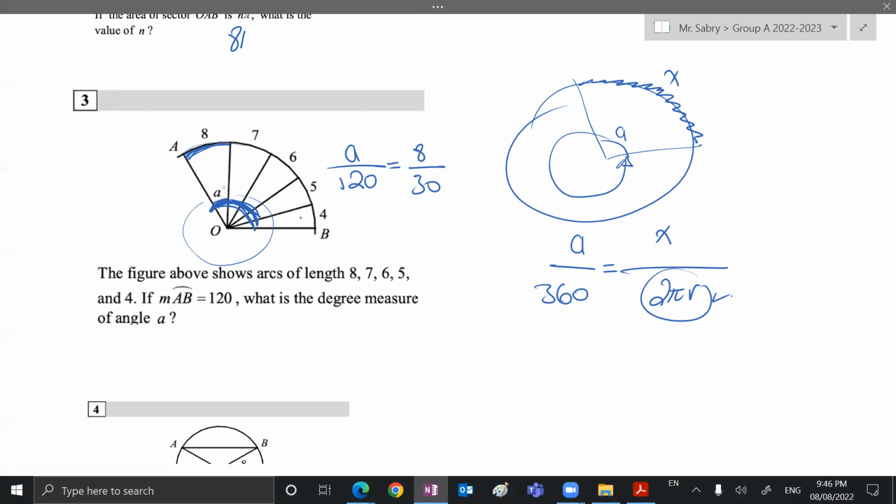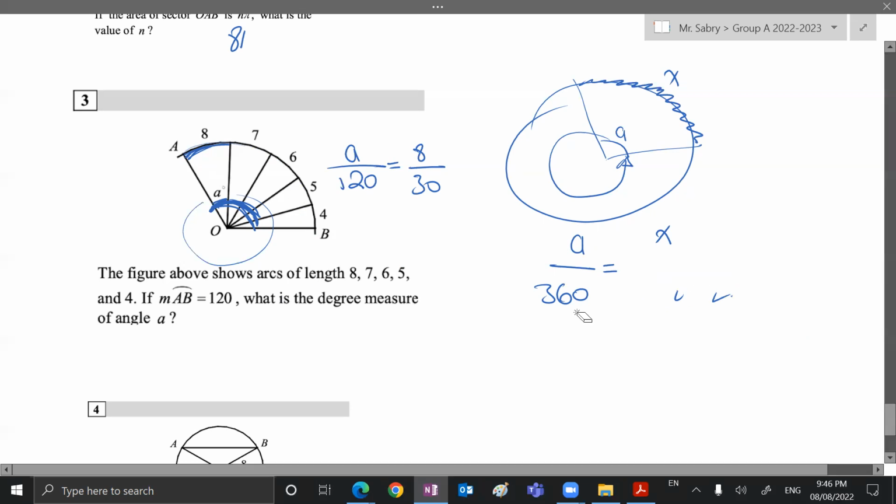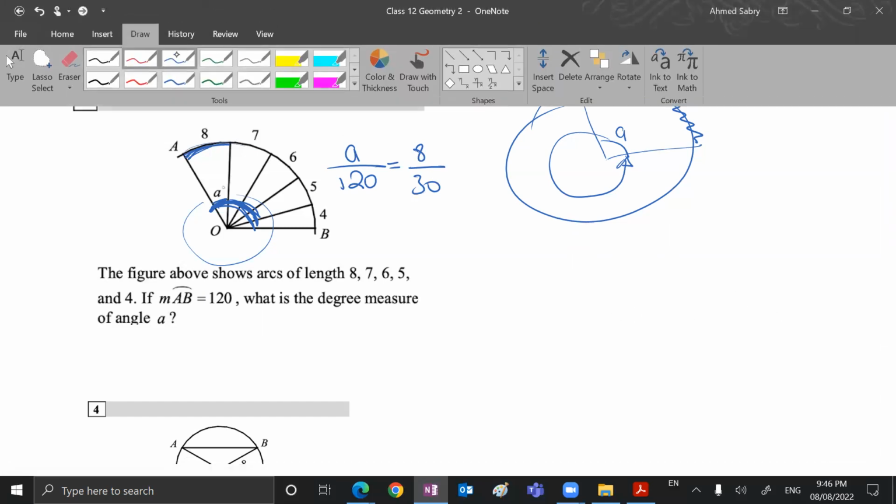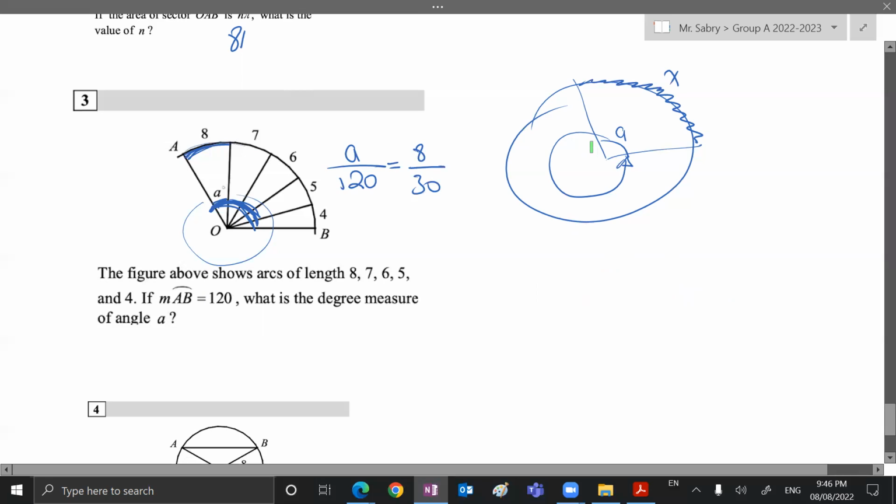Does that make better sense? Yes or no? No. Okay. You all get the idea of this part.